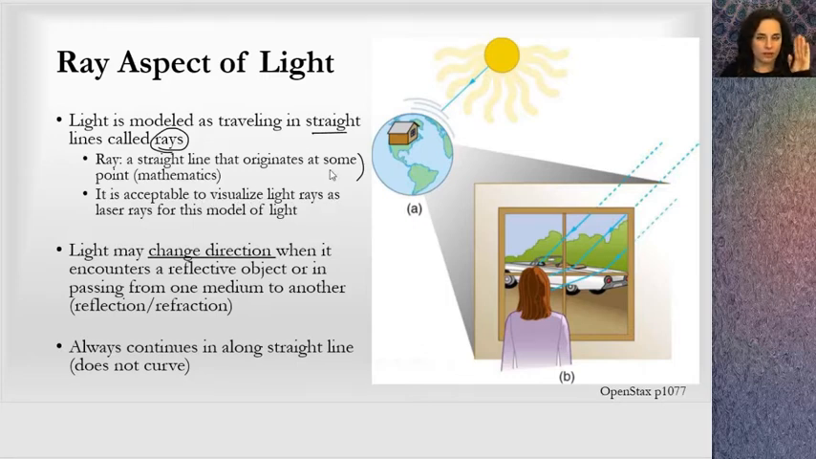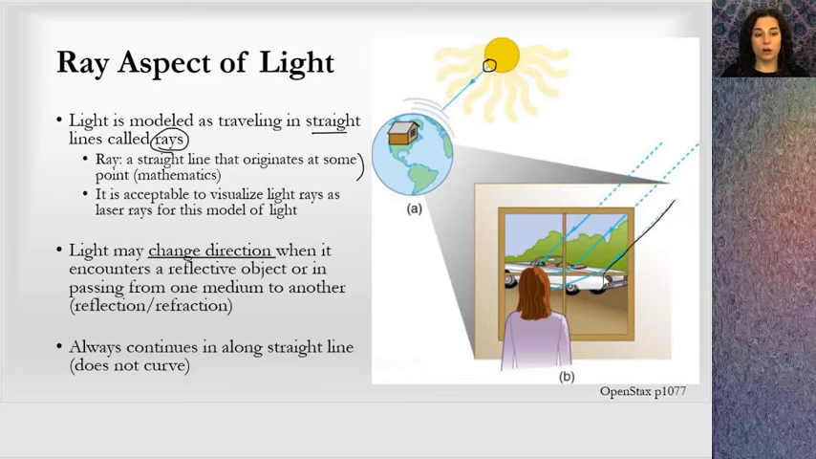Like a light ray, and you can see this on the diagram here. A light ray will leave the sun and travel along a straight path to wherever it's going. Light may change direction when it encounters a reflective object, and we see that over here. The light hits from the sun, hits the car, and then passes through the glass and hits the person's eyes. So there was a change in direction.